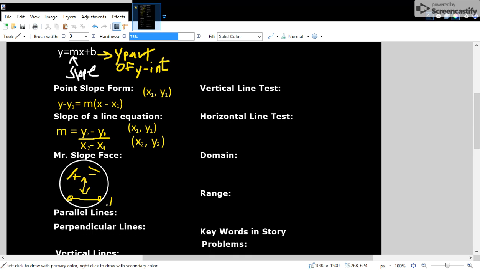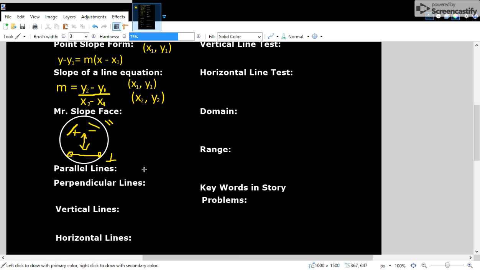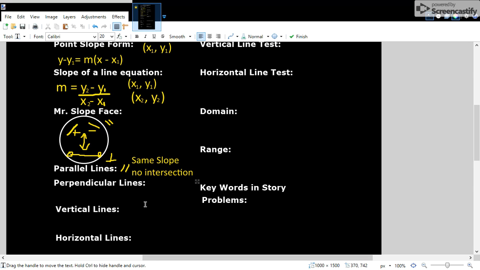We also have perpendicular lines and parallel lines. So parallel lines, the symbol for them is like 2 slashes. It's same slope, no intersection. That basically means the m won't change, and if there's no intersection, there's no system solution to the equations. Now, inequalities, there may be a solution still.